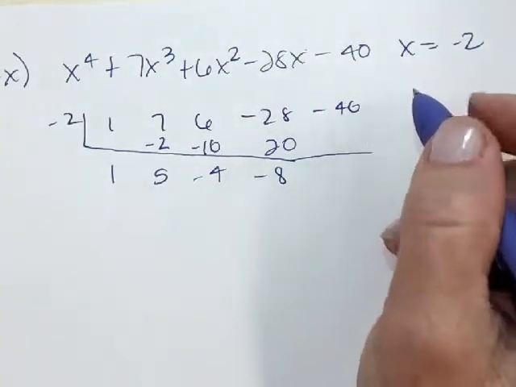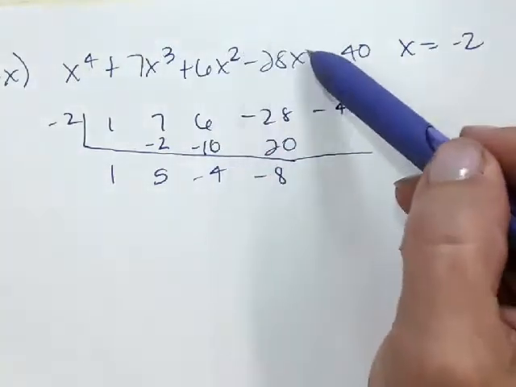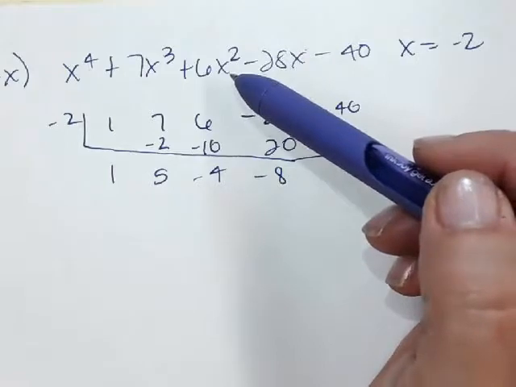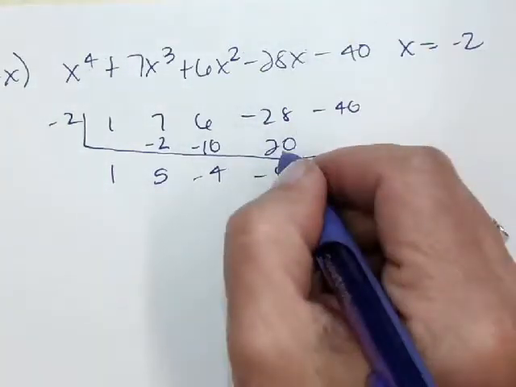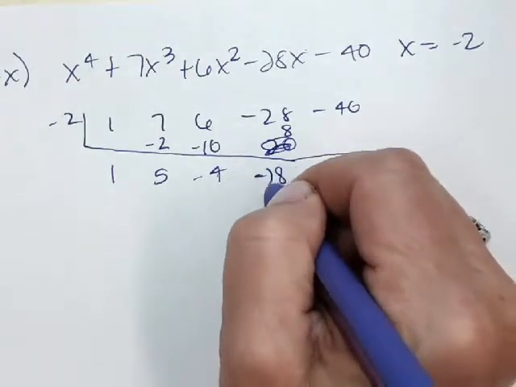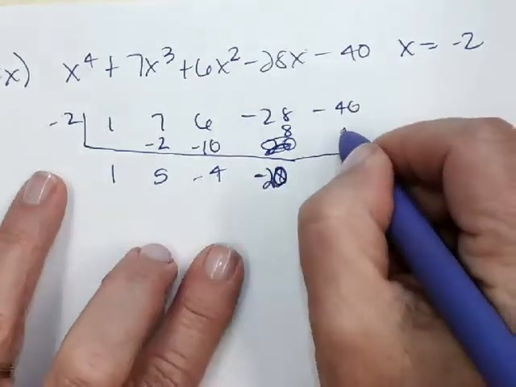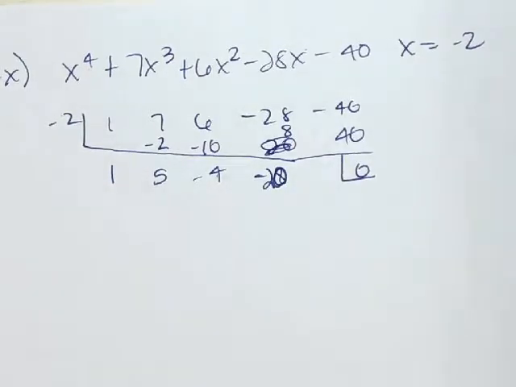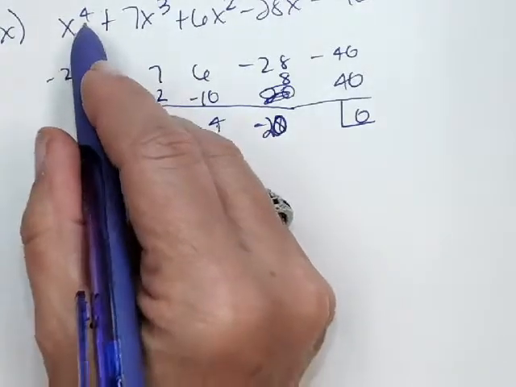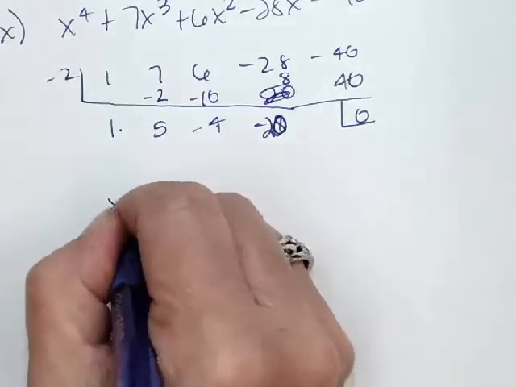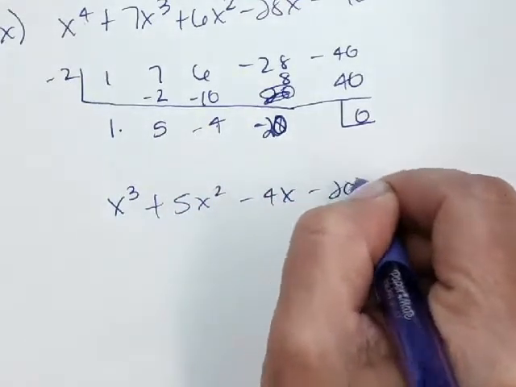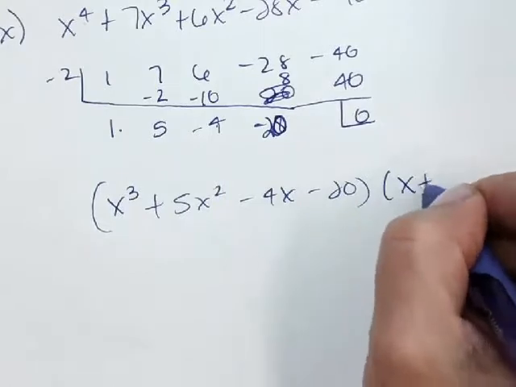I did something wrong. 4, 3, 2, 1. Oh, good grief. I did 5 right there. You probably already saw that. So that's 8, and that's negative 20. And then that's 40. I don't know why I did a 5. I have no clue. Anyway, here we go. So my new polynomial is going to drop down a degree. So that's x cubed plus 5x squared minus 4x minus 20, and then x plus 2.